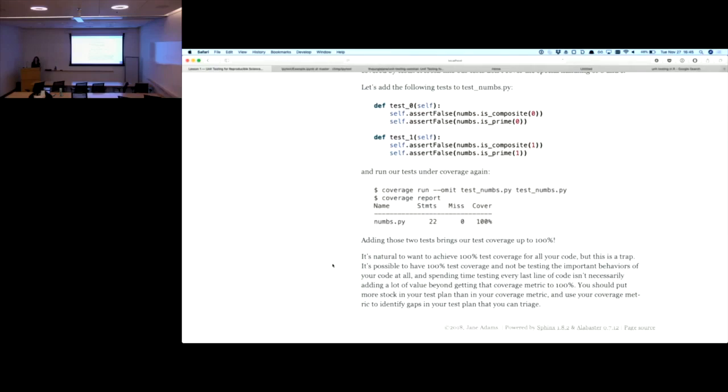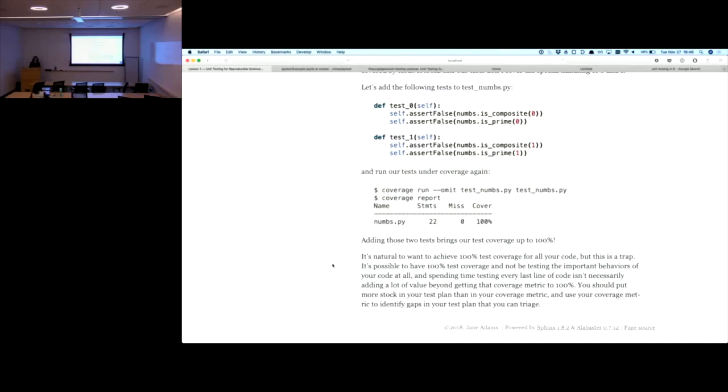Again, it's an upper bound. It doesn't guarantee anything other than the fact that that line of code was executed when your tests were running. It doesn't tell you that it's actually being tested well, or if all the right edge cases are being tested, or that all the happy paths are being tested. It doesn't tell you any of that.